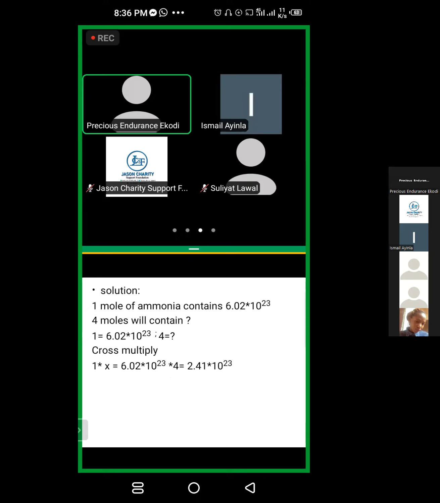So by the time we put 1 mole of ammonia contains 6.02 times 10 raised to the power 23, 4 moles will contain how many? By the time we work it out, we have 2.41 times 10 raised to the power 24. So it's that simple. Whenever you have 1 mole, just equate 1 mole to 6.02 times 10 raised to the power 23, and then you can multiply with the number of moles you're expected to look for.